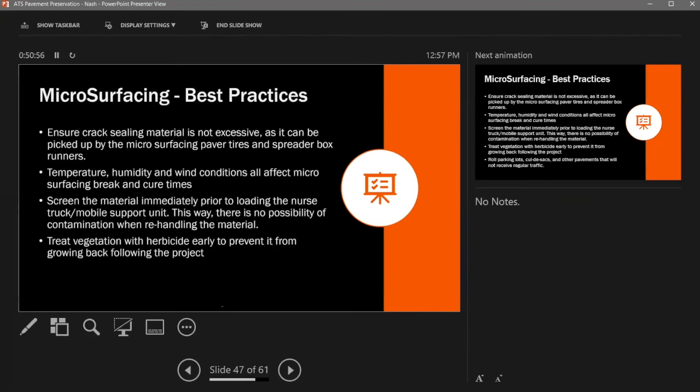Make sure you don't have anything growing before you put down your micro, because it'll just keep growing through the micro. Just do your due diligence. It's like anything else. Make sure that you have your pesticides out, done. If you have some minor cracking or minor areas that you feel like you can fill with the emulsion before you put the micro down, treat it. Make sure that the vegetation is not going to come back.